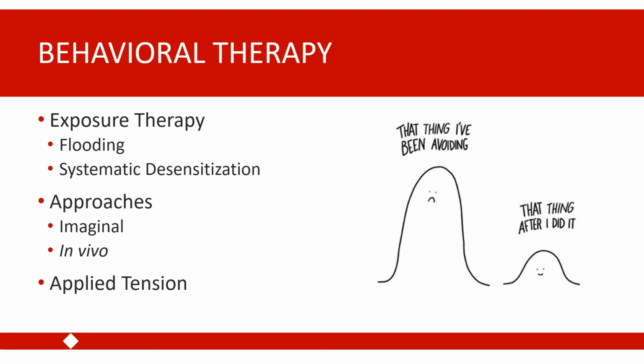So in applied tension, we teach individuals physical strategies for increasing their blood pressure and their heart rate, and have them practice this in situations where they are exposed to the objects that lead them to have this fear response. So for example, you might do applied tension and expose people to needles or to being in the doctor's office or to a phlebotomist who is wearing a white coat.